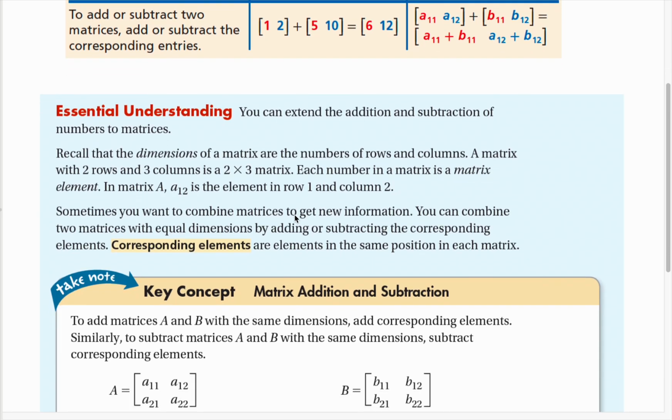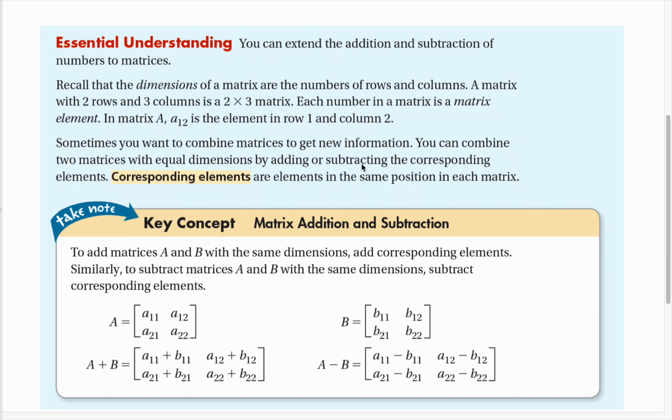All right, so we can recall that the dimensions of a matrix are the numbers of rows and columns. A matrix with 2 rows and 3 columns is a 2 by 3. Each number in a matrix is a matrix element. So in matrix A, A1,2 is the element in row 1, column 2. First number corresponds to the row, the second number corresponds to the column.